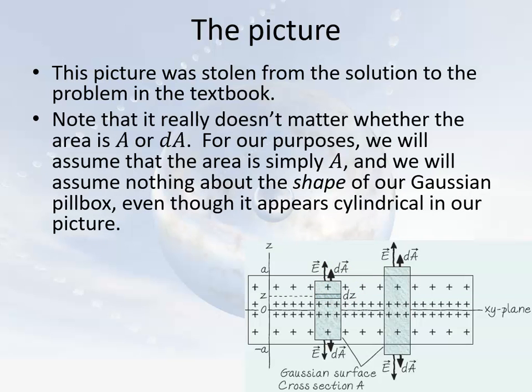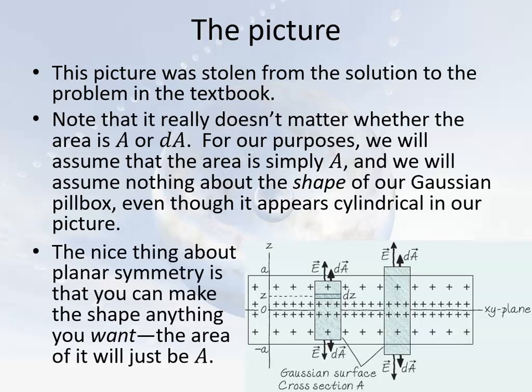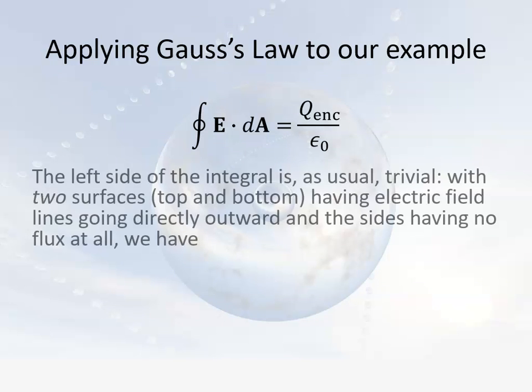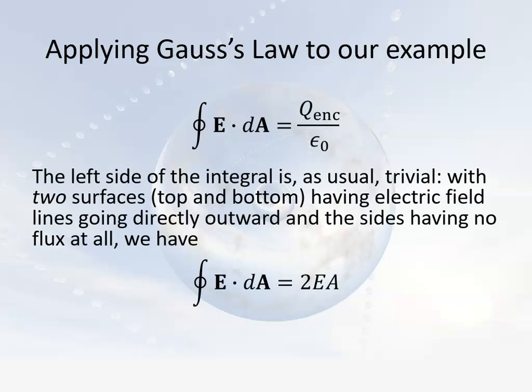So, again, for our purposes, it really doesn't matter what the shape of our pillbox is. It also doesn't matter what the area is, whether it's A or dA. We're just going to call it A. And the nice thing, again, about planar symmetry is you can make the shape anything you want. So, let's see how it goes. The left side, integral of E vector dot dA vector. Well, that's easy. 2EA, just like before. That's the thing about these Gauss's law problems. The left side of the integral is always exactly the same for a given type of symmetry. For spherical symmetry, it's always E times 4 pi r squared. For planar symmetry, it's always 2EA every time. That's something to keep in mind.